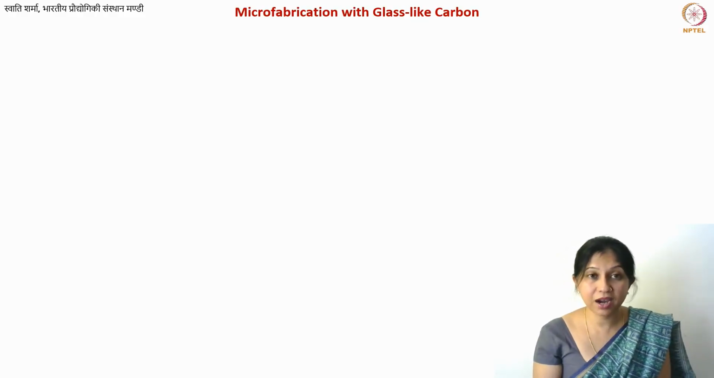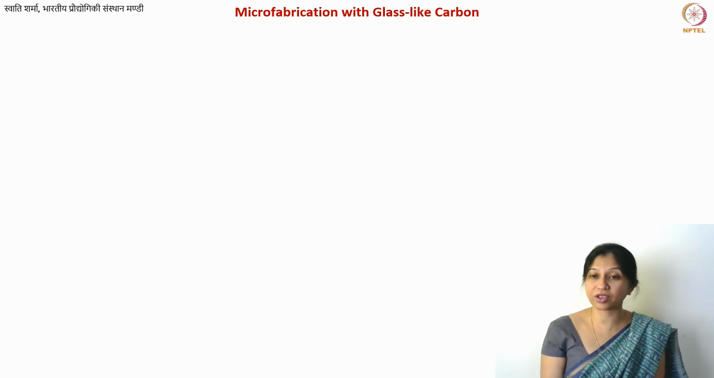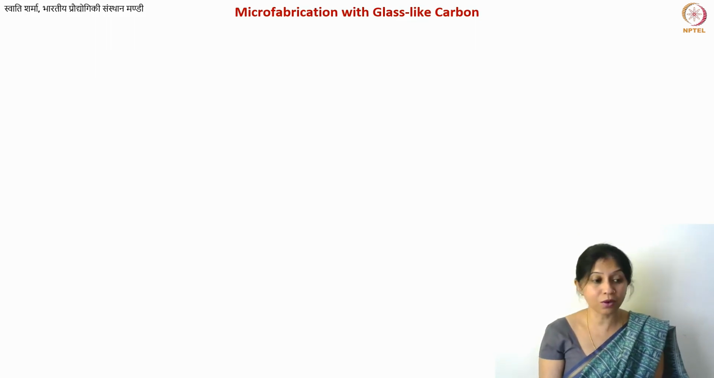Everyone. Now, since we are on the topic of manufacturing with glass-like carbon, let's also talk about making micro-scale structures using glass-like carbon. So, what are micro-scale structures? These are the structures that are in the micrometer size range.